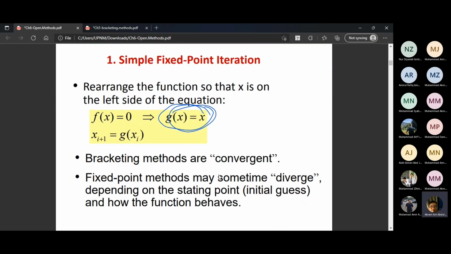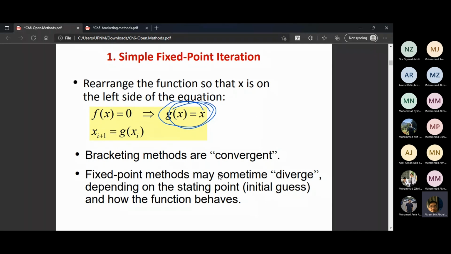So let us look at simple fixed point iteration. In fixed point iteration, the first thing that you need to do, if you are given an equation, is you need to rearrange the function. So when we rearrange the function, we want our new equation to be like this one. So kita nak dia jadi dalam bentuk gx is equal to x. So that x is on the left side of the equation or the right side of the equation, and we have g of x on another side of equation.